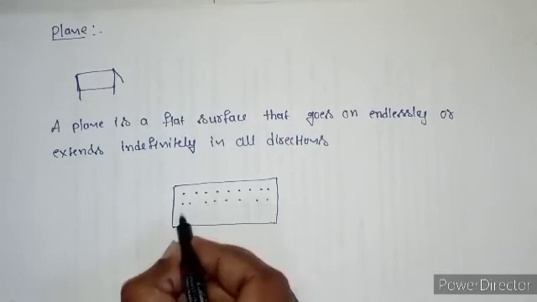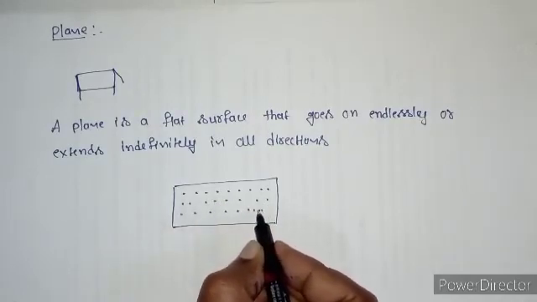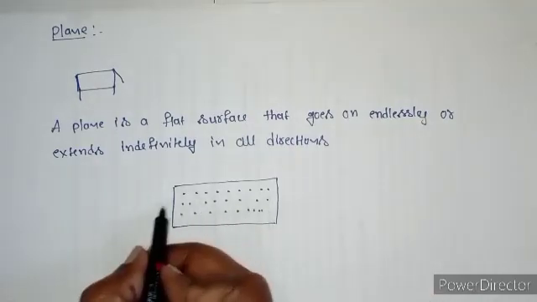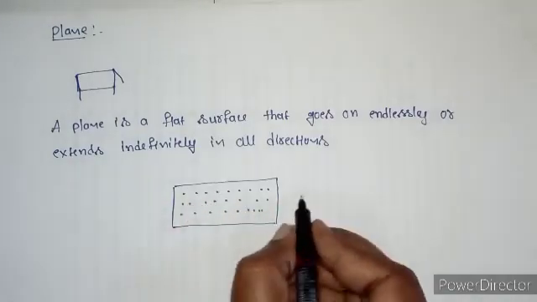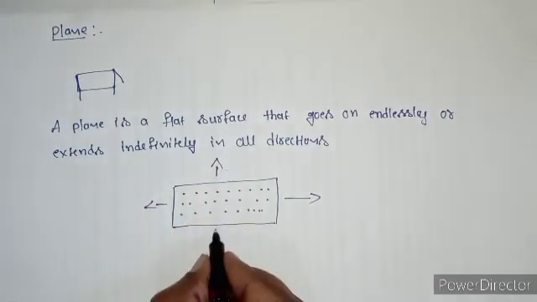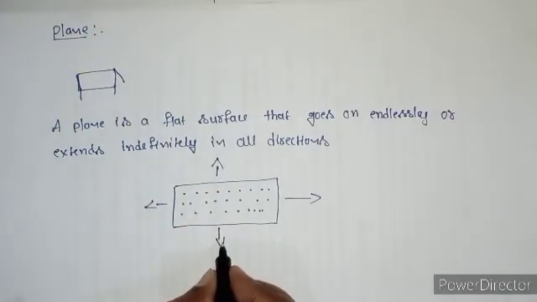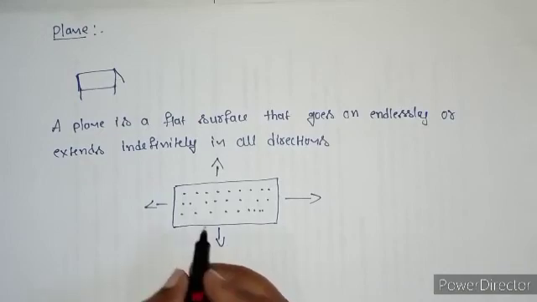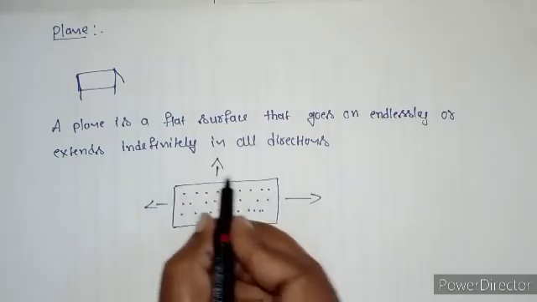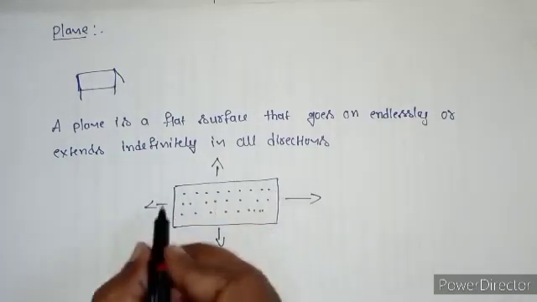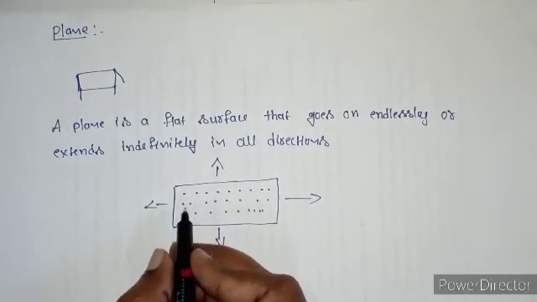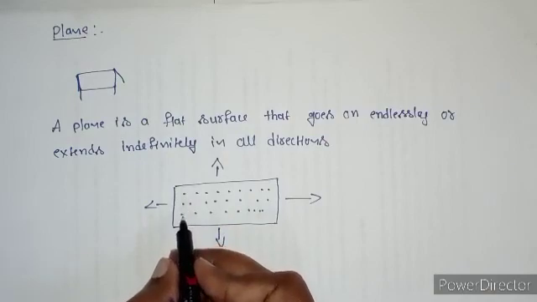Here there will be more points. Here this is a flat surface, right? That goes on endlessly or extends indefinitely, like this, in all directions. A plane is a collection of an infinite number of points. Here there will be infinite numbers of points. And a plane contains an unlimited number of lines also, lines and line segments and rays.